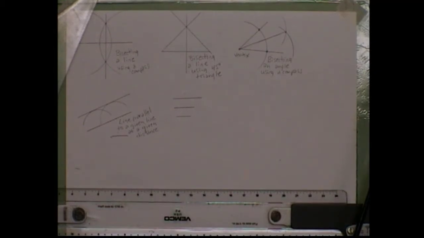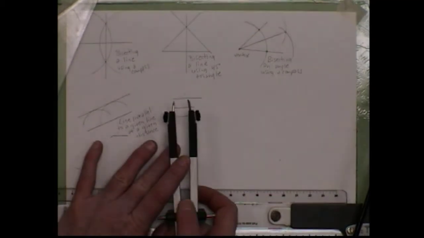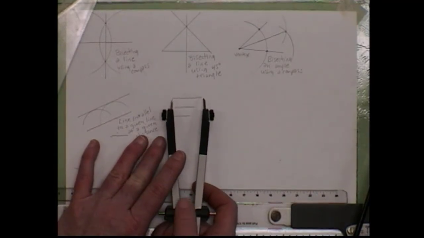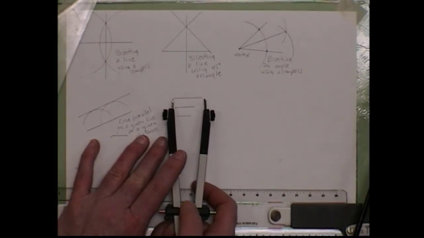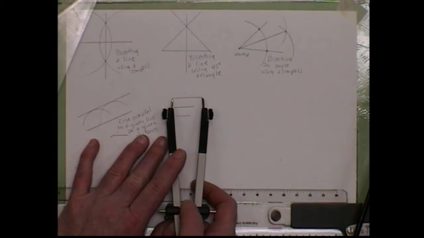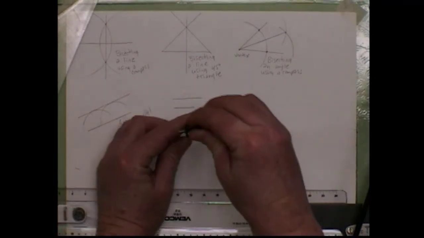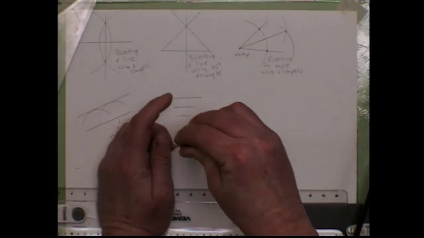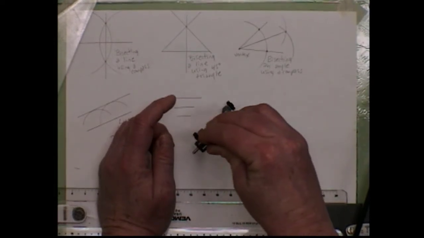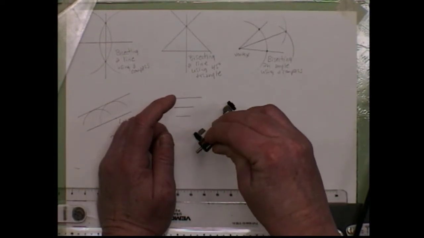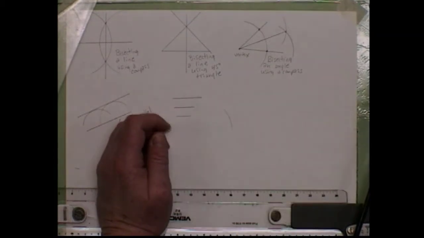All right, so now that we have our 3 lines, we'll start out with the biggest line first here. We're going to put our needle point on one side, our lead on the other, and just like I did with that divider, we're going to transfer this measurement. So we're just going to pick a spot that's close by, and we're going to strike an arc. Okay?